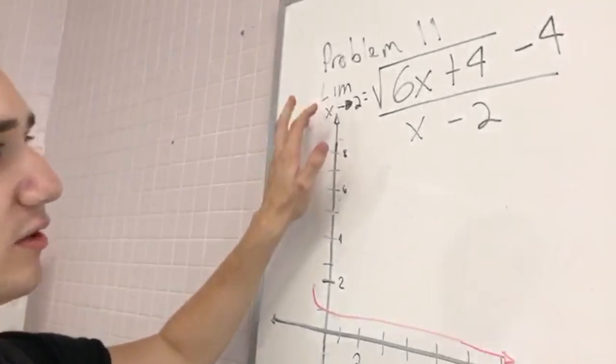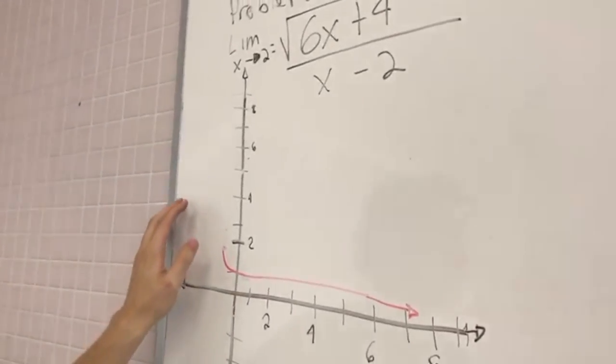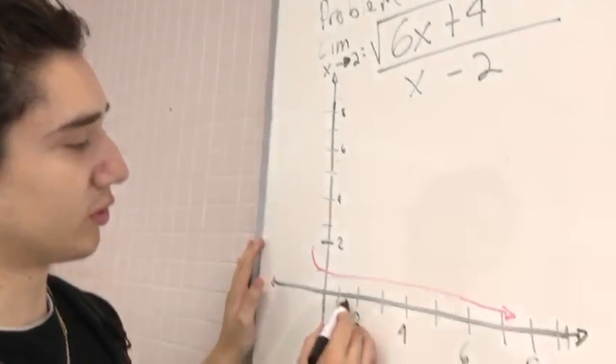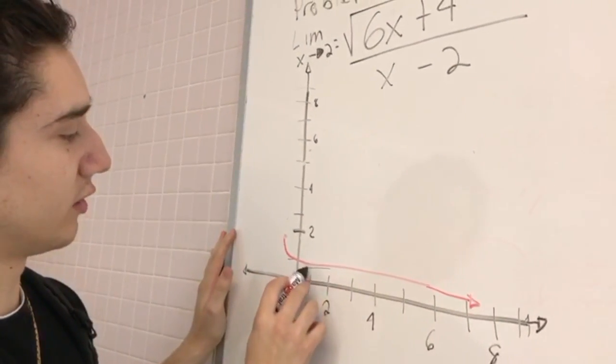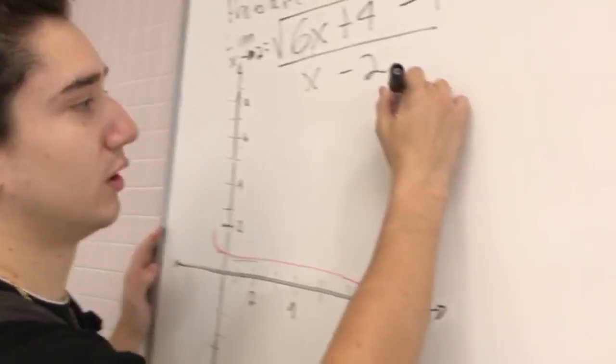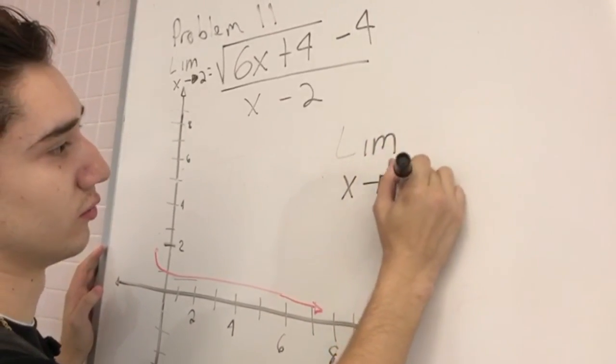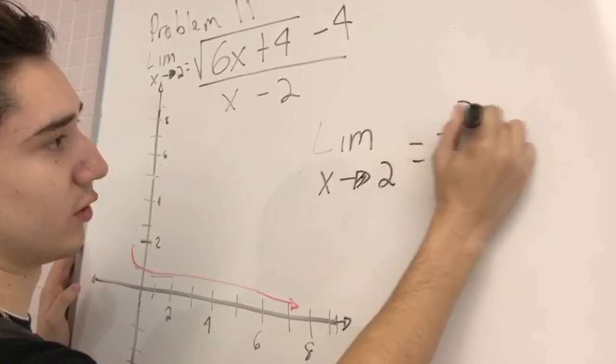This is problem 11, and this is how you graph problem 11. And if x equals 2, you go to number 2, and you can see it is equal to 3/4. So the limit when x equals 2 is 3 over 4.